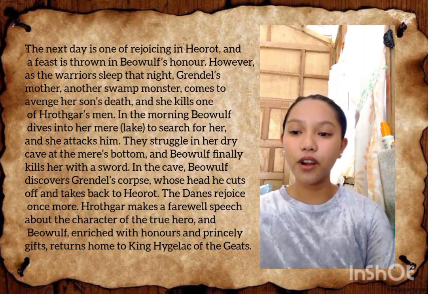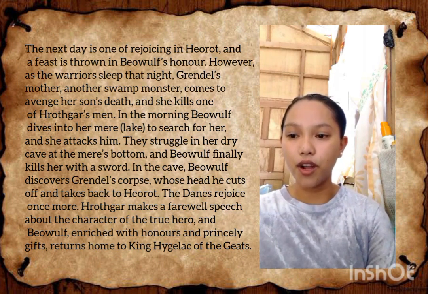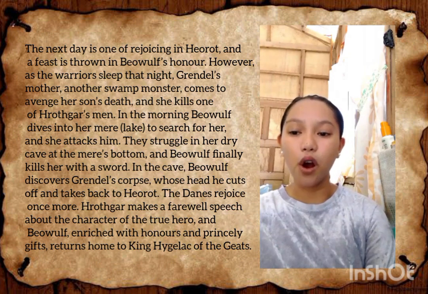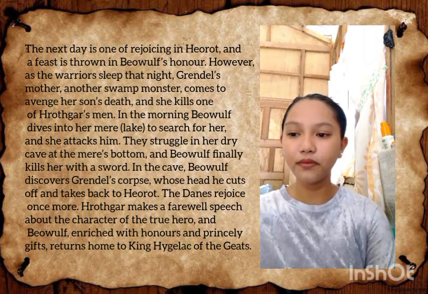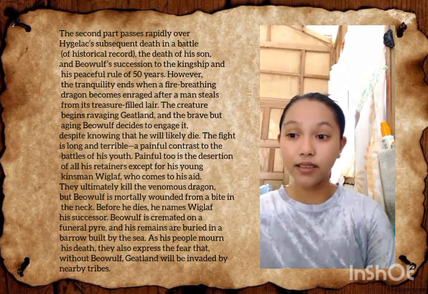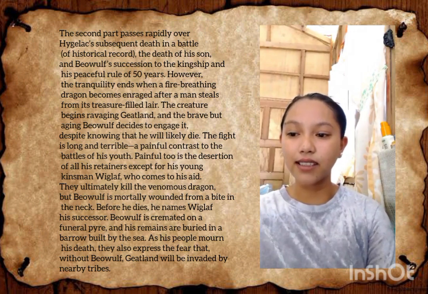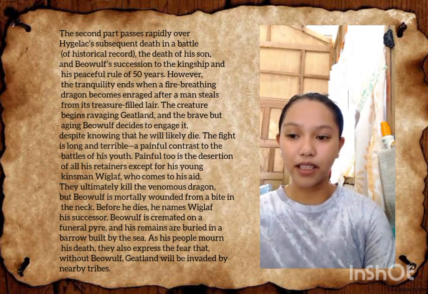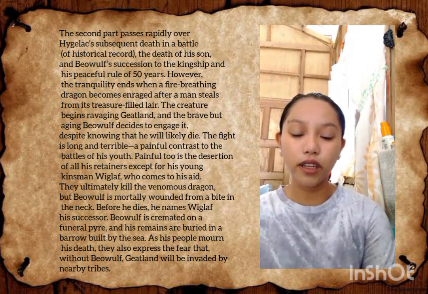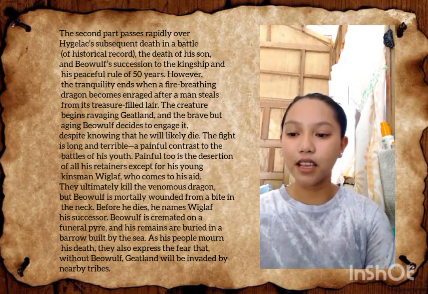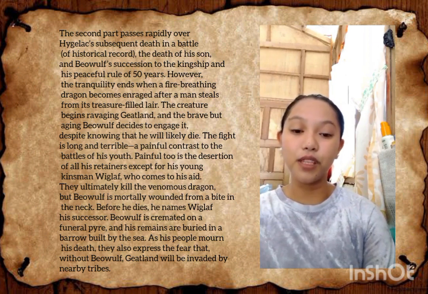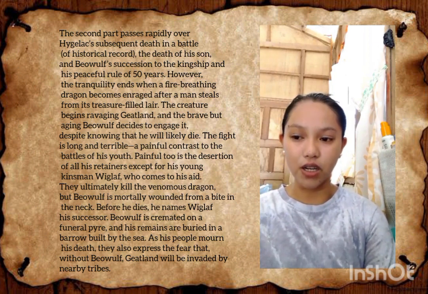Hrothgar makes a farewell speech about the character of the true hero, and Beowulf, enriched with honors and princely gifts, returns home to King Hygelac of the Geats. The second part passes rapidly over Hygelac's subsequent death in a battle, which is a historical record also, the death of his son, and Beowulf's succession to the kingship and his peaceful rule of 50 years.